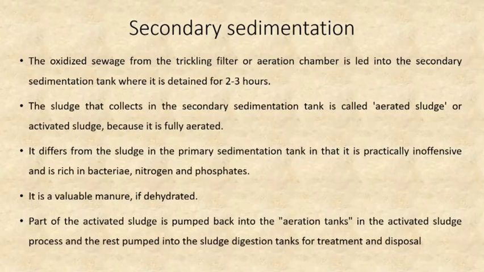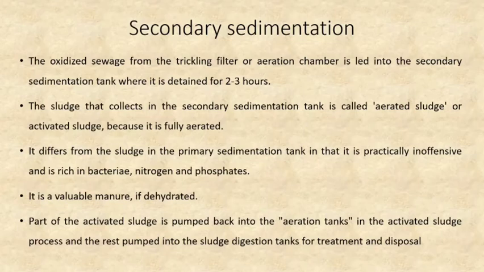It differs from the sludge in the primary sedimentation tank in that it is practically inoffensive and it is rich in bacteria, nitrogen and phosphates. So it is a valuable manure if it is dehydrated. This part of activated sludge is pumped back into the aeration tanks in the activated sludge process and the rest is pumped into the sludge digestion tanks for the treatment and disposal.